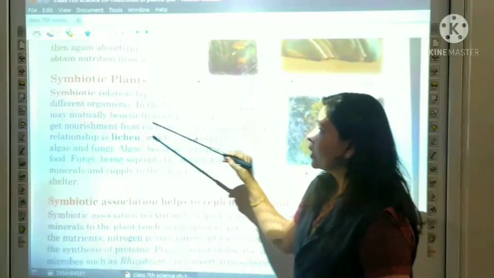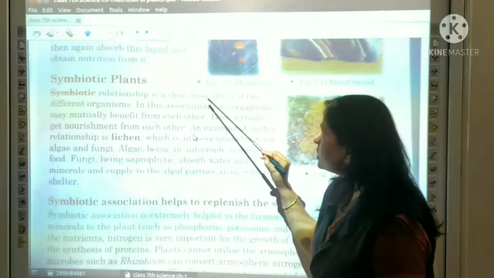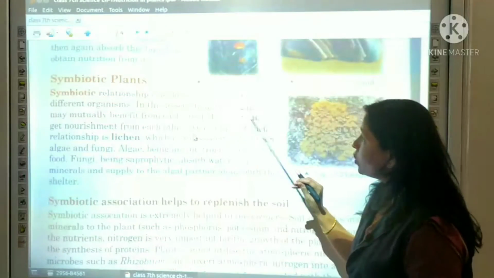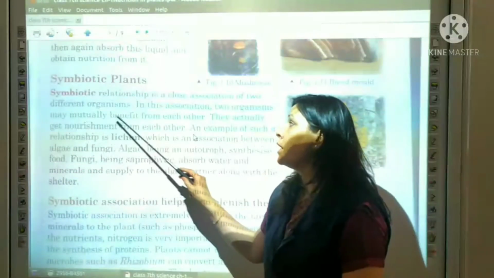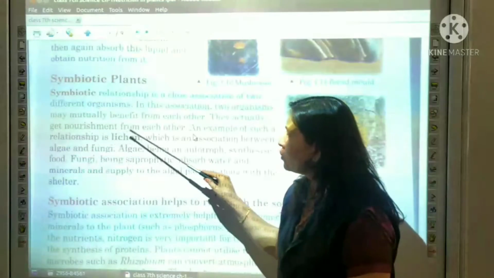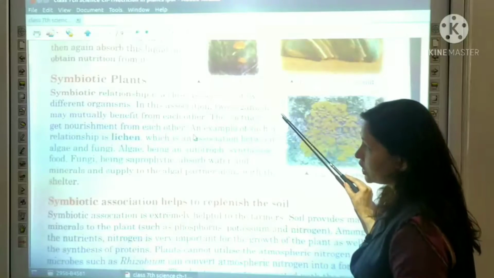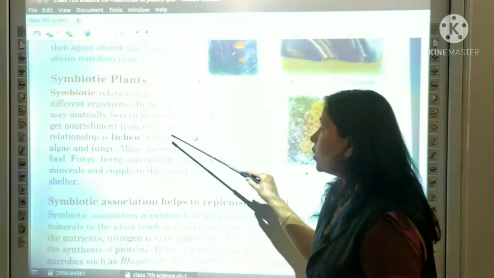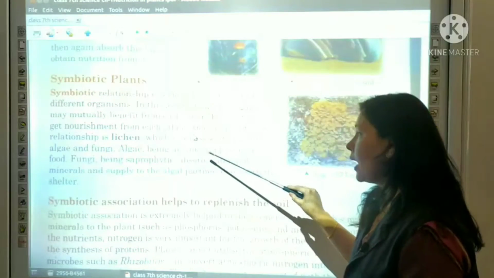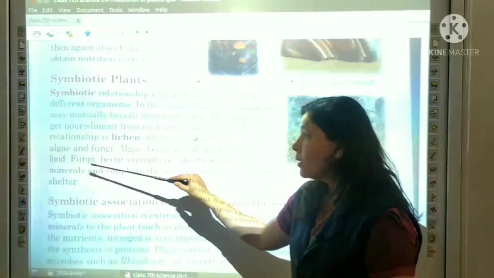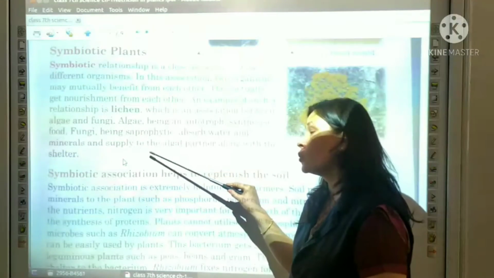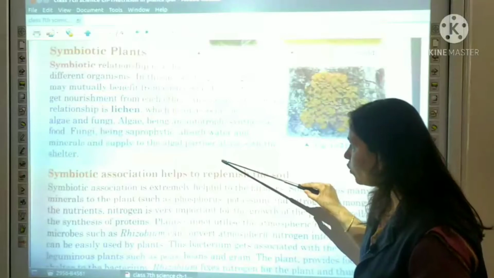Symbiotic plants. Symbiotic relationship is a close association of two different organisms. In this association, two organisms may mutually benefit from each other. They actually get nourishment from each other. An example of such a relationship is lichen, which is an association between algae and fungi. Algae, being an autotroph, synthesize food. Fungi, being saprophytic, absorb water and minerals and supply to the algal partner along with the shelter.